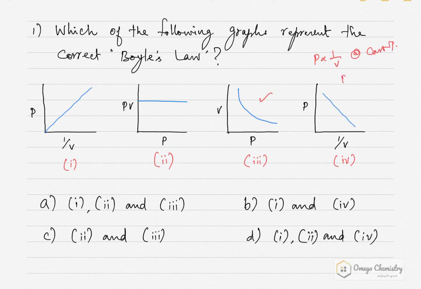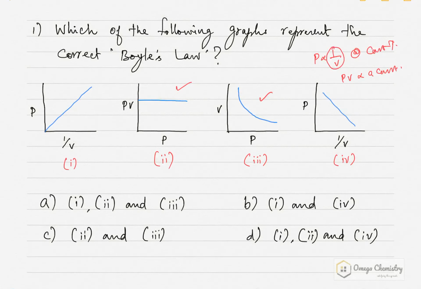And if I consider PV, the product of PV must be a constant, which means graph 2 is also correct. And if I consider 1 by V as a variable like X, then P will vary directly with X. In that case, graph 1 is also right, which means the first 3 are correct. So my option A is the right answer.